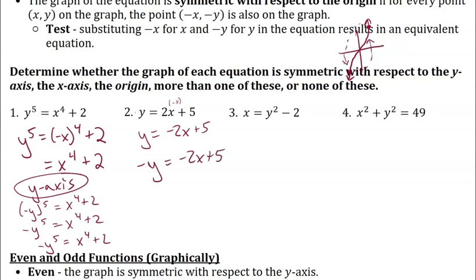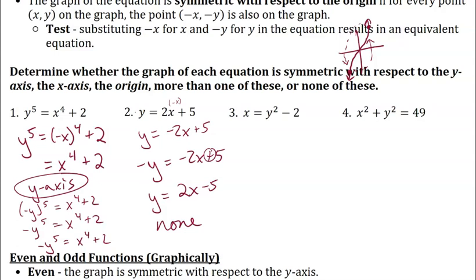If I plug in a negative for both, I have negative y equals -2x plus 5. This almost looks the same as the original equation, but I don't have anything to change my sign on the 5. Or in other words, if I divide the whole thing by -1, I would have y equals +2x minus 5, which is not the same. So this has no symmetry.